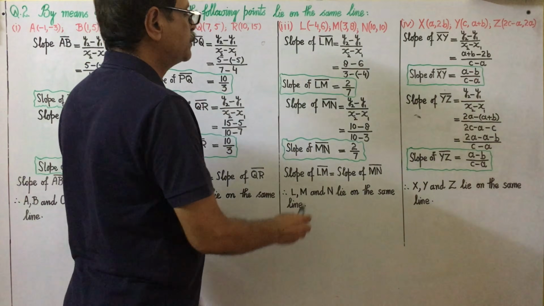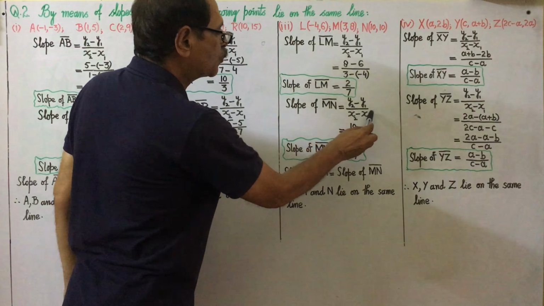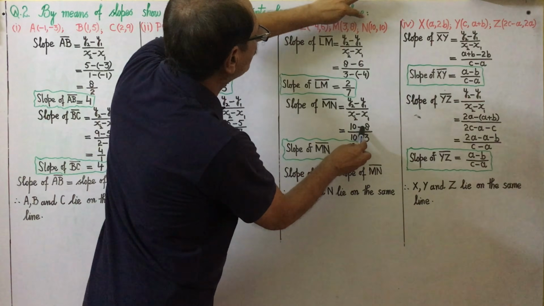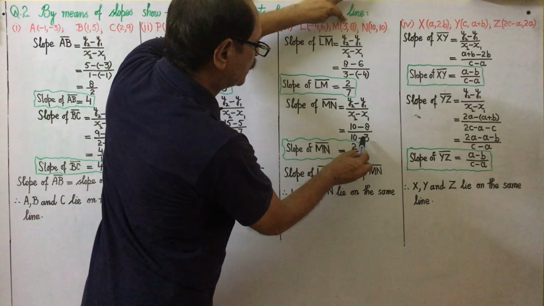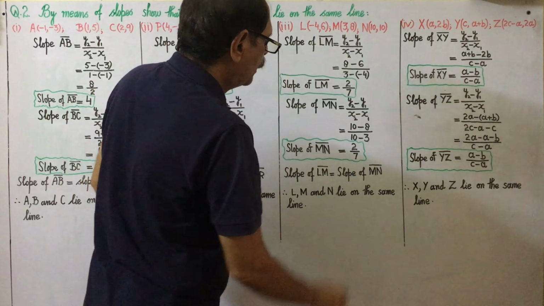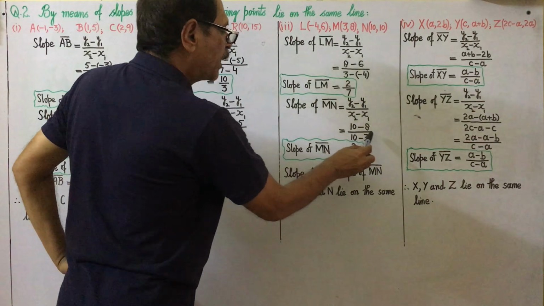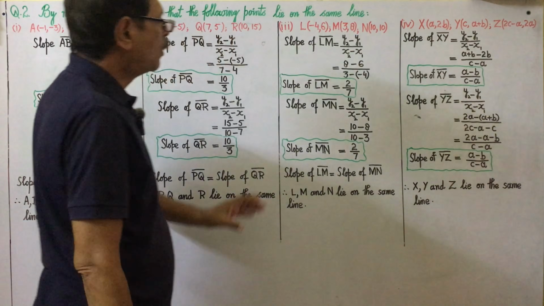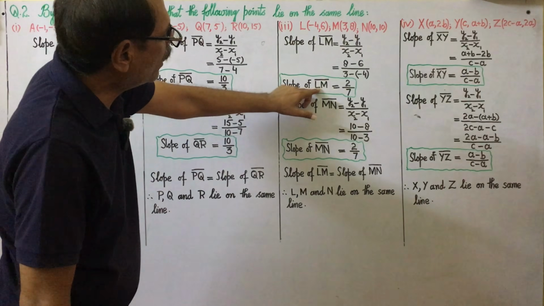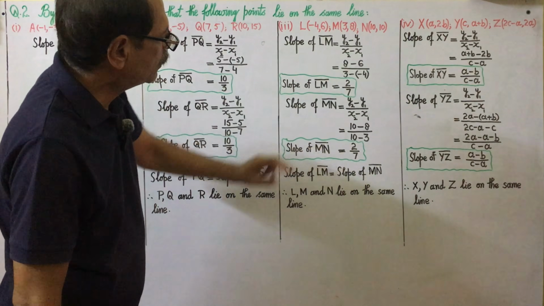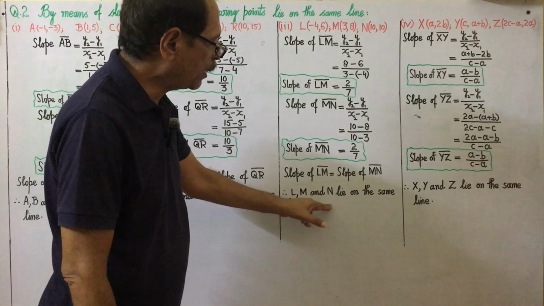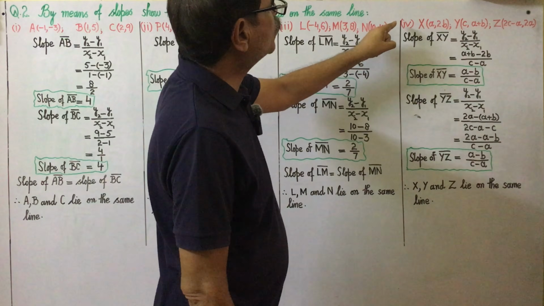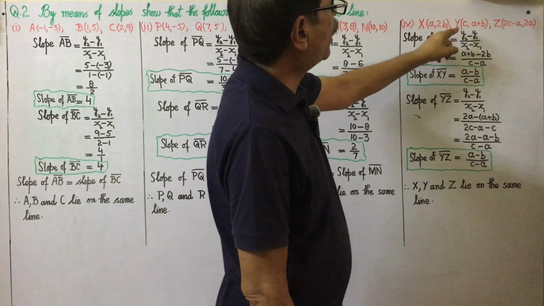Slope of MN. y2 minus y1 over x2 minus x1. y2 is 10 minus y1 is 8. x2 is 10 minus x1 is 3. 10 minus 8 is 2. 10 minus 3 is 7. Slope of MN is equal to 2 by 7. Obviously, slope of LM is equal to slope of MN. Therefore, L, M and N lie on the same line. In part 4, again 3 points are given, point X, Y and Z.